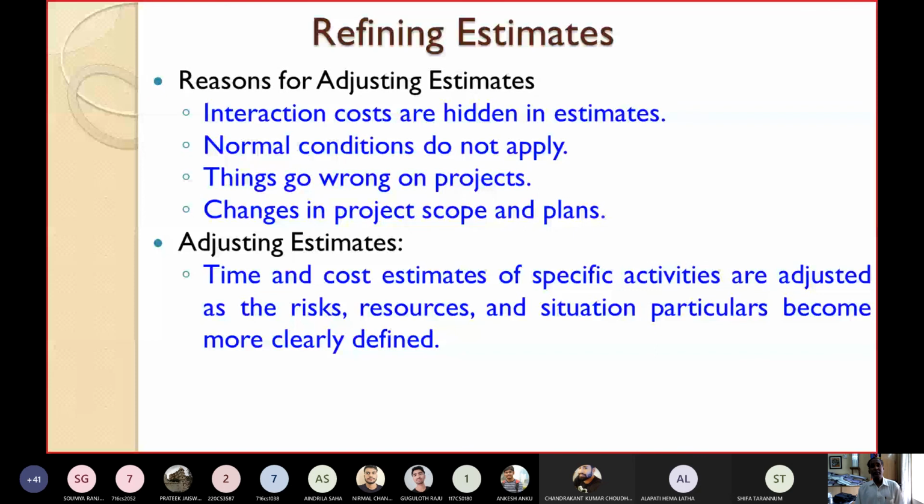So, adjusting estimates: the time and cost estimates of specific activities are adjusted. Why? Because the risks, resources and situation particulars become more clearly defined as you proceed. As the project proceeds, they become more updated. So there is a need to adjust or revise the time and cost estimates of the specific activities or tasks.